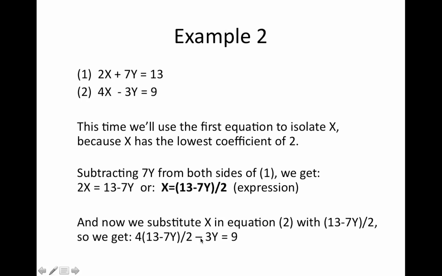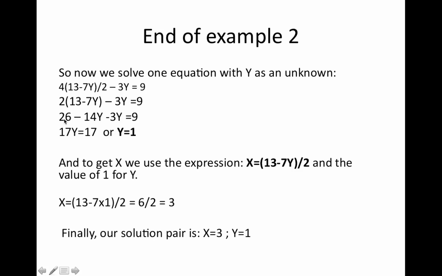And now again we have an equation with one unknown, which is y this time. We solve that normally, and we get y equals 1, and then we take that value of 1 and put it back in the expression that we isolated in step 1. 13 minus 7 times 1, which is 6, divided by 2 gives us 3, and therefore x for that set is 3, so our solution pair will be x equals 3 and y equals 1.